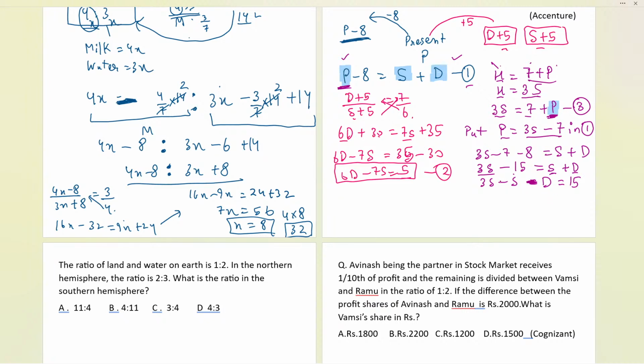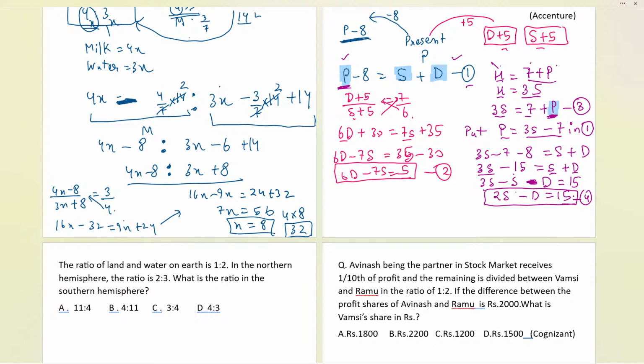I hope you all are getting this. Now 3S minus 2S will be like 3S minus S, which will be 2S. And here we'll be obtaining 2S minus D equals 15. So this is the complete form that we are getting, the equation that we have got finally after framing. This is the fourth equation.